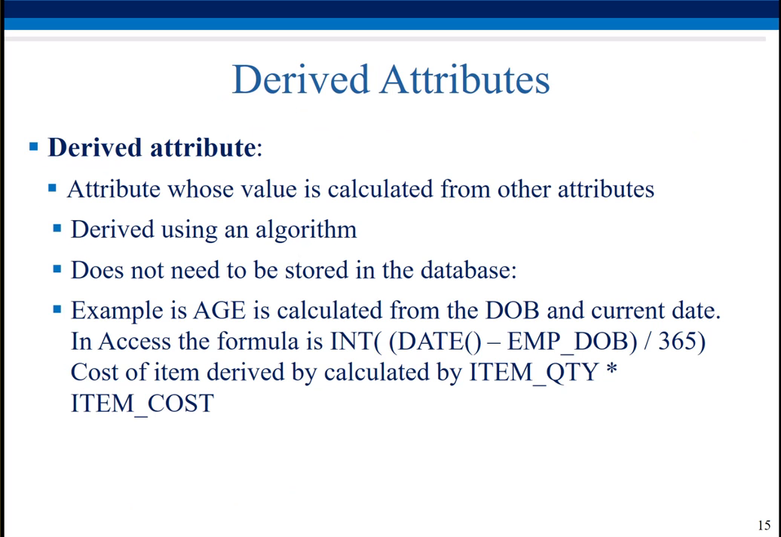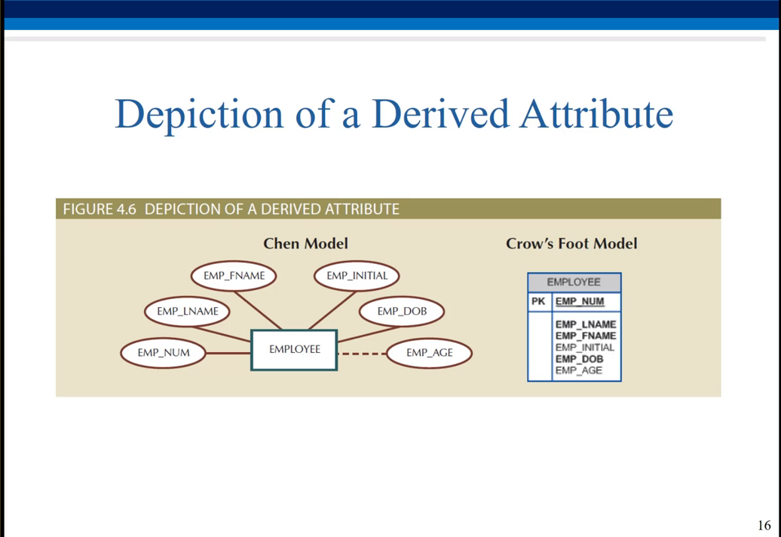And normally with systems, if you're 1 day shy of your 21st birthday, it considers you 20 on Tuesday and 21 on Wednesday. Again, the item cost is calculated through the item quantity and the actual individual cost, which gives you a line item cost in there. And here we go again, the depiction of a derived attribute in here. So you have the employee age over here, you have the employee database.